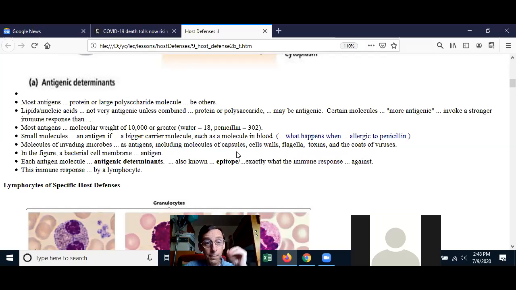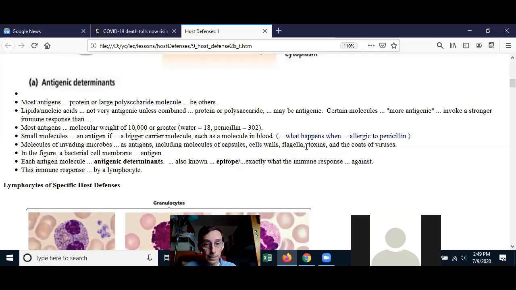Molecules of invading microbes can act as antigens, and these molecules tend to be molecules on the external portions of the pathogen. So that could be in the capsule, or if they don't have a capsule, in the cell wall. Flagella, if they have a flagella, remember that extends out of the cell wall. You can also react to toxins that are secreted by the pathogen.